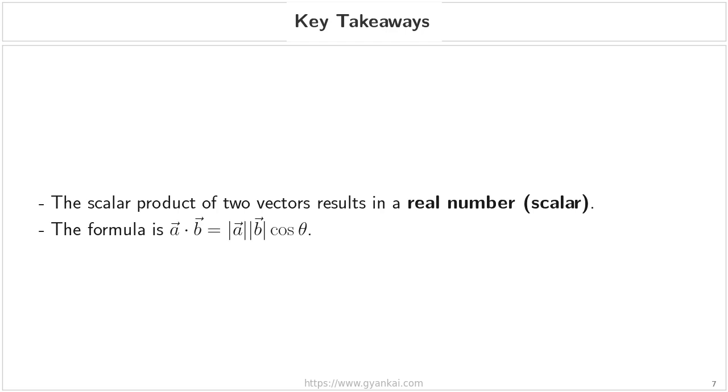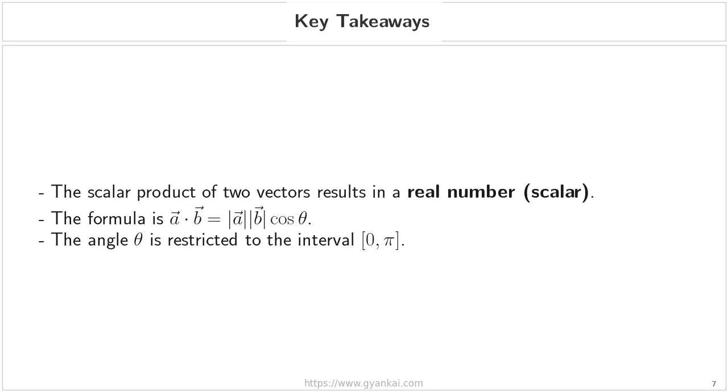Second, let's revisit the mathematical definition. The dot product of vector a and vector b is equal to the magnitude of vector a, multiplied by the magnitude of vector b, all multiplied by the cosine of theta. Third, regarding the geometry of the operation, always remember that the angle theta is restricted to the interval from 0 to pi, or 0 to 180 degrees. This ensures our calculation remains consistent.